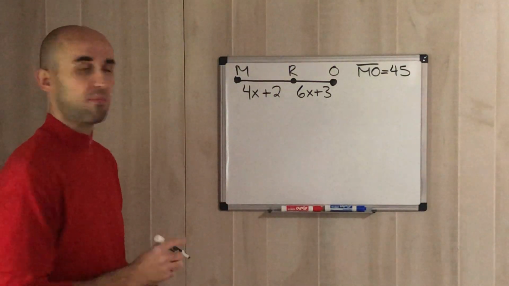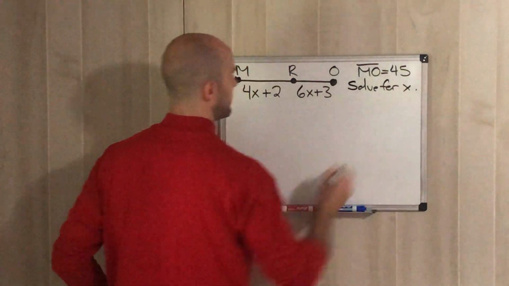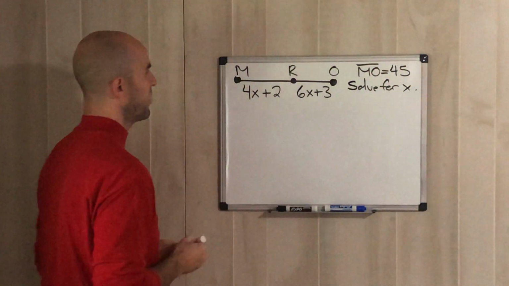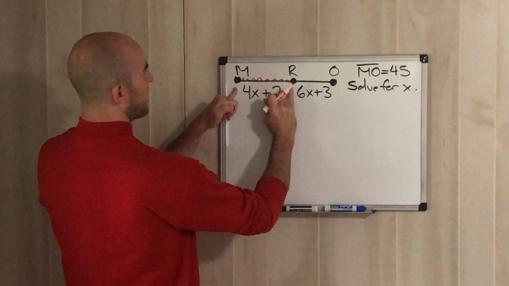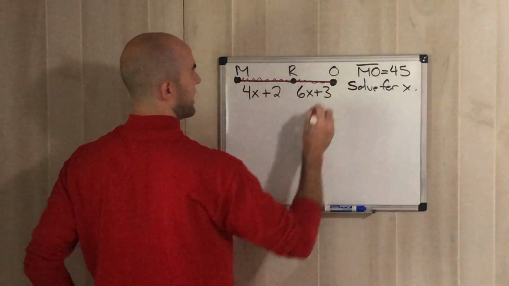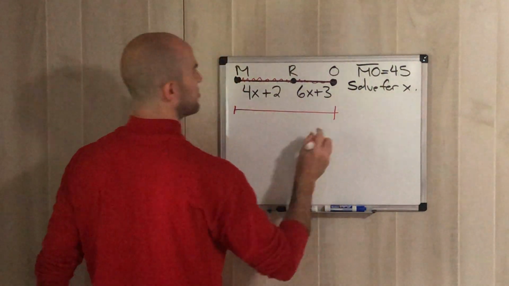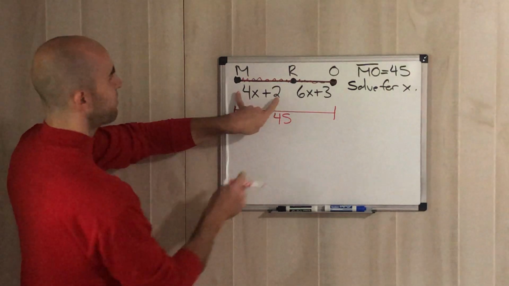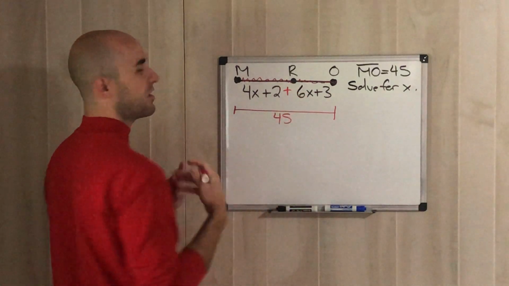And all I want you to do is the same thing we did before, guys. I want you to solve for x, right? Which again, it seems complicated, but let's look at exactly what we said we knew before. We know that this part here, MR, is 4x plus 2. We know that this part here, RO, is 6x plus 3. We know that MO, the whole thing, this whole section right there, is 45, right? So if we know this part and this part together give us 45, since they're together, you gotta add them, right?